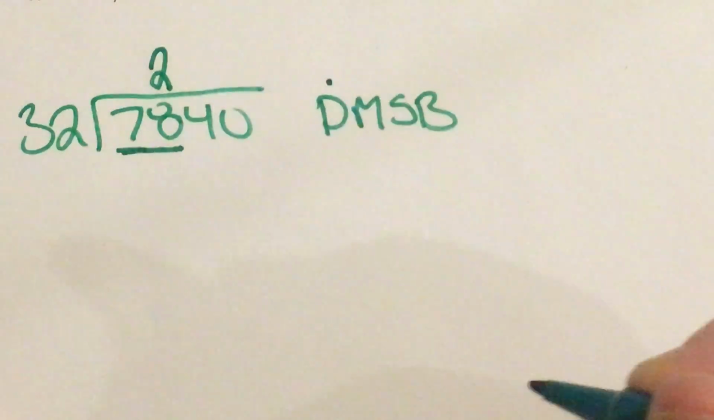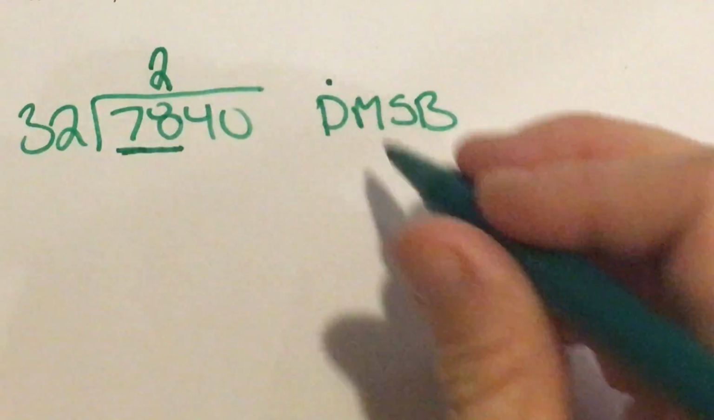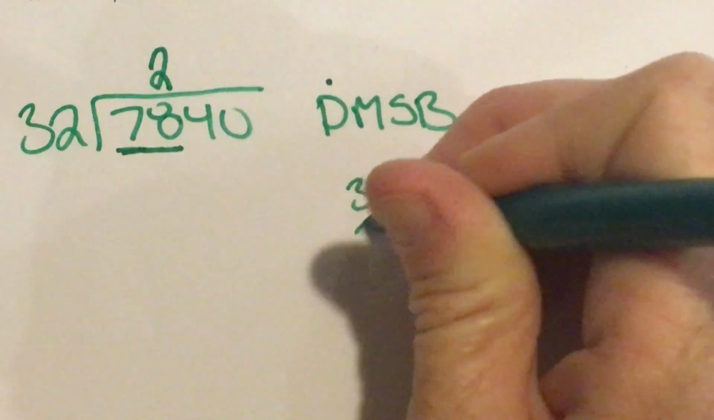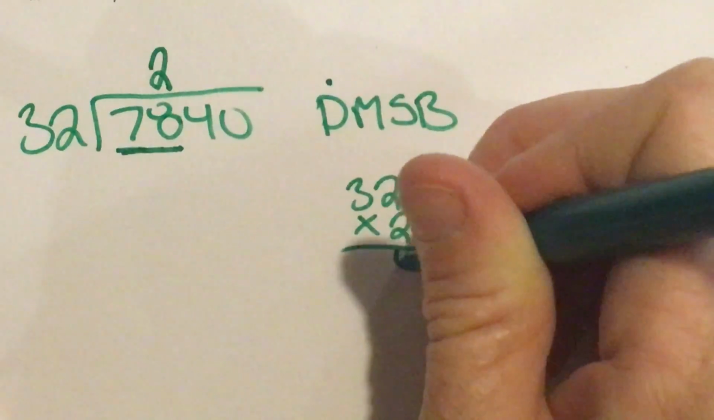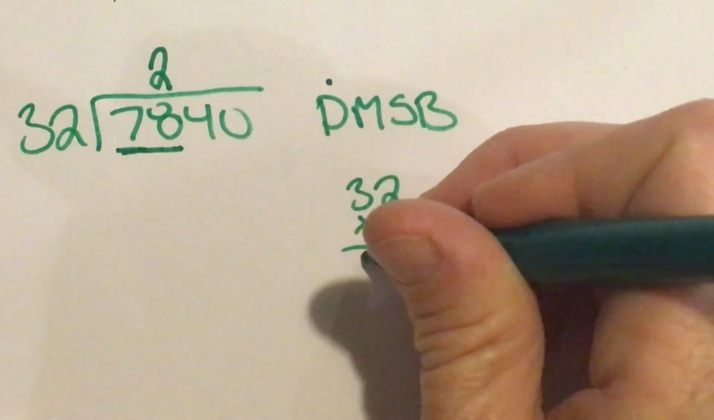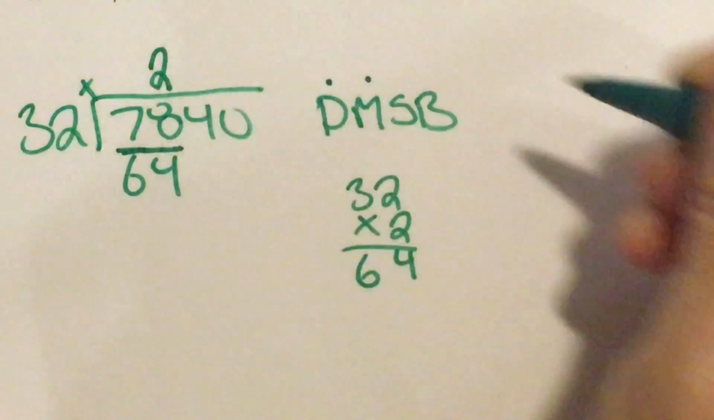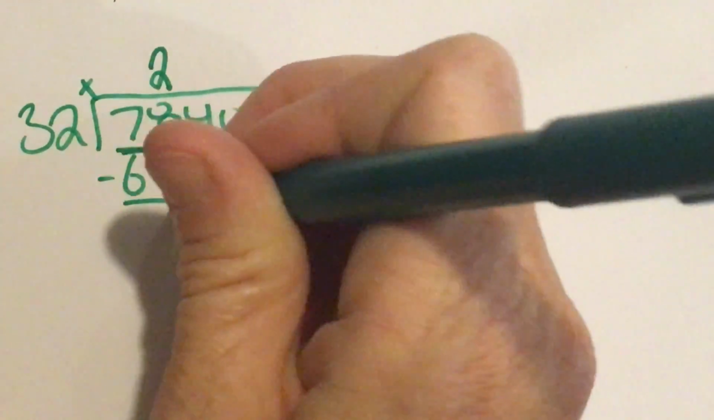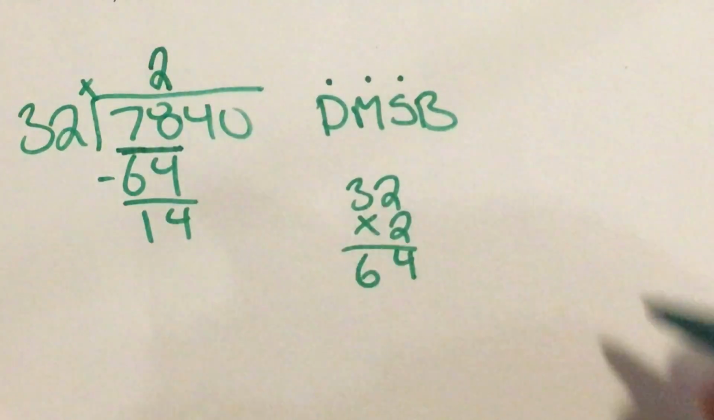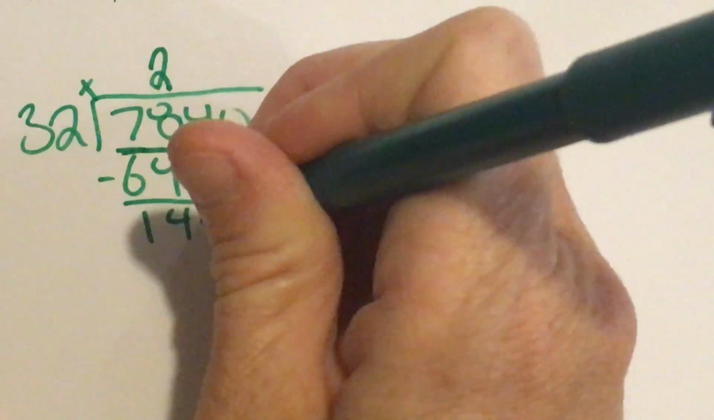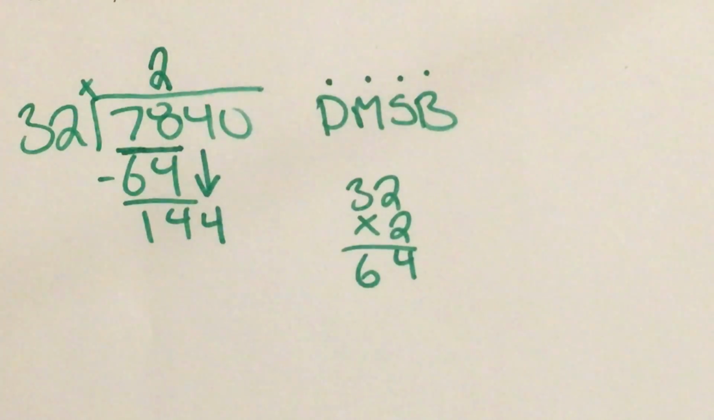So I divided. Now I'm going to multiply. If you can't do that in your head, you can come over here and work it out. 2 times 2 is 4. 2 times 3 is 6. So it's 64. Now I'm going to subtract. I'm getting 14. Now I'm going to bring down, and I'm getting 144. And then I go back and start over.